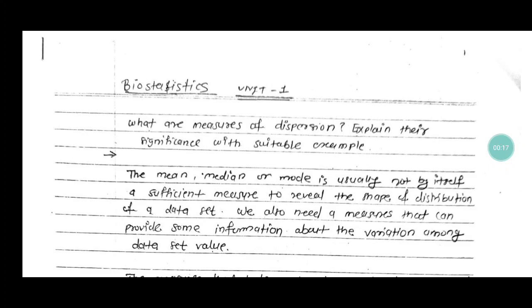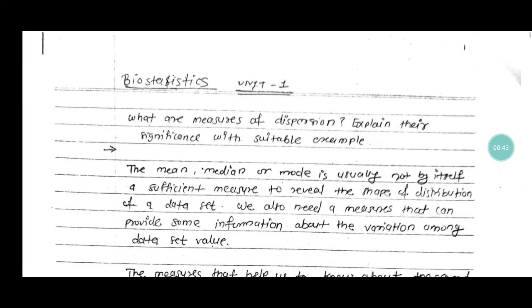So I'll start from the first question, that is what are the measures of dispersion, and explain their significance with suitable example. So the answer is the mean, median or mode is usually not by itself a sufficient measure to reveal the shape of the distribution of the data set. So we also need to measure that they provide some information about the variation among the data set value.